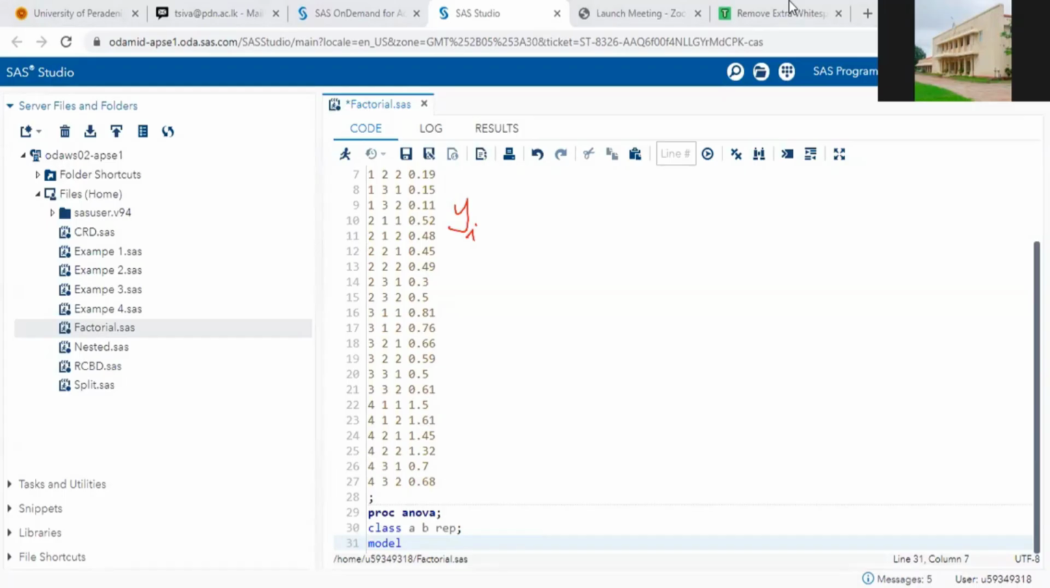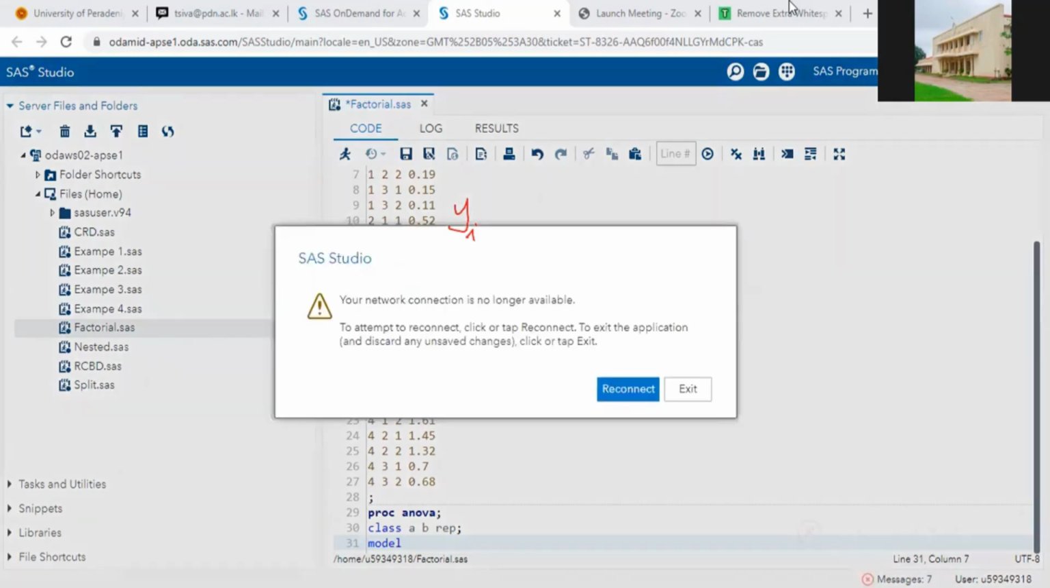Now we are learning the practical. Theory we learn. I'm asking the question from the theory. So everybody should know how we can write down the model for a two-factor factorial, because it is two-factor, factor A and factor B.